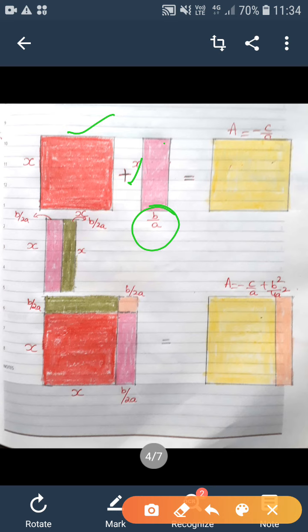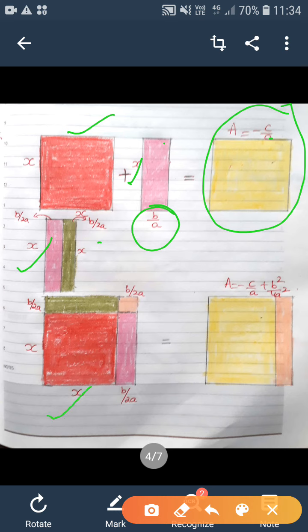Now what did we do in the next step? The right hand side area was equal to 15 in the previous question. Now it is equal to minus c over a. So what should be done? What should be the length of x so that both the areas give us the same values? Let us again split this rectangle into two parts. Equal two parts will have length x and breadth b by 2a units. We have two rectangles here.